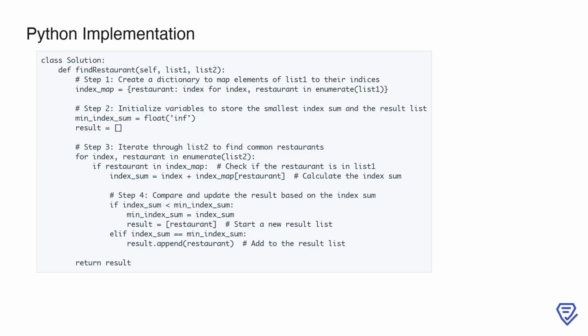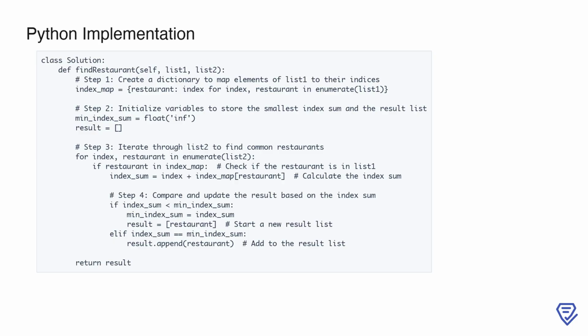Here's a step-by-step breakdown. 1. Input preparation. The function begins by creating a dictionary index_map that maps each restaurant name in list 1 to its index. This allows for constant time lookups of indices, which is crucial for efficiency. 2. Initialization. Two variables are initialized: min_index_sum to keep track of the smallest index sum encountered so far, initialized to infinity, and result to store the list of restaurants with the smallest index sum.